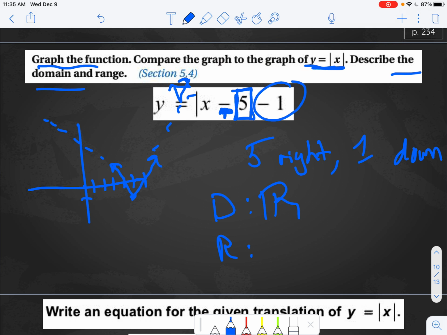Now our range, our y values, we start at -1, and it could be anything above -1. So we just say y is greater than or equal to -1. That describes our domain and the range, just describing where this will go, and it will never go down here in these y values, so it'll always be greater than -1.